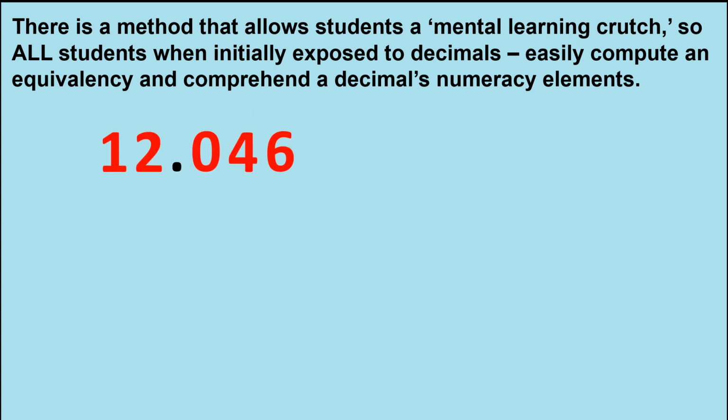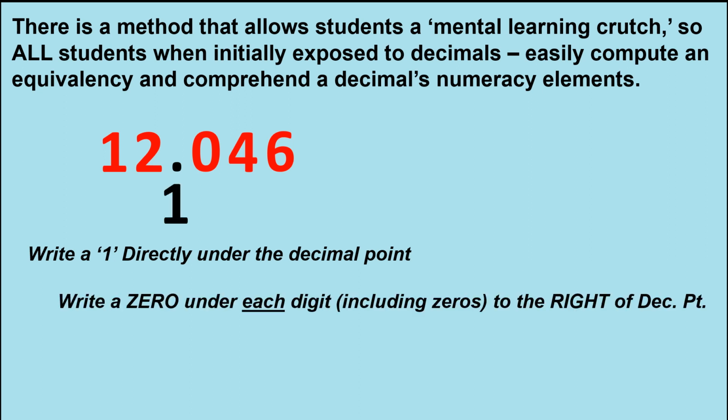Back to our decimal, 12.046, or 12 and 46 thousandths. Let's find an equivalent mixed number to this decimal. I recommend stopping the video and writing this decimal on a sheet of paper and following along as your students would work this exercise. Doing so ingrains content for either children or adults. First, write a 1 directly under the decimal point. Second, write a 0 under each digit, including zeros, to the right of the decimal point.